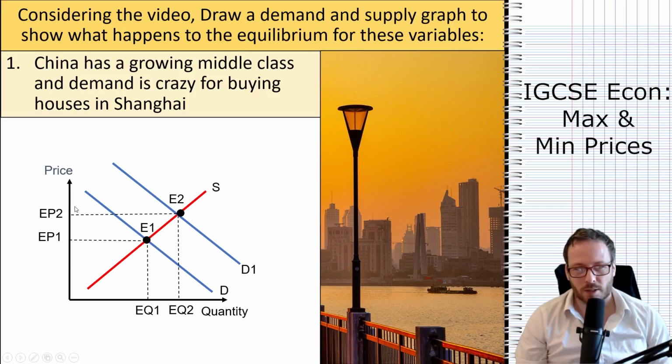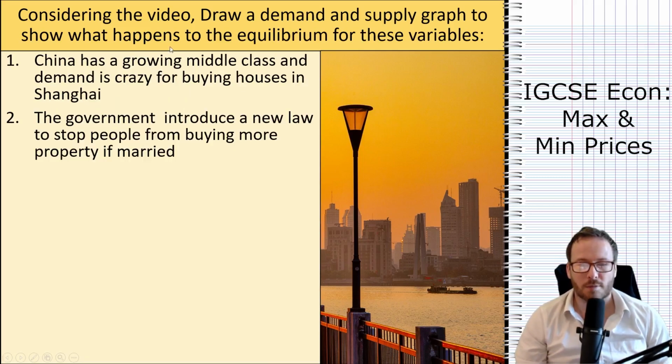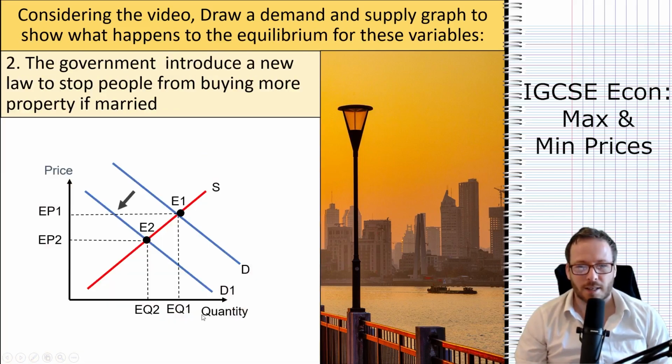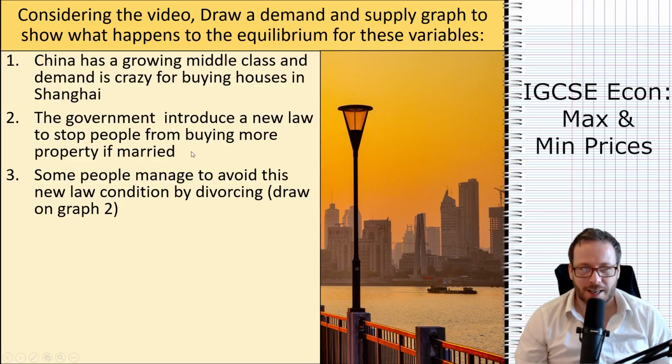However, we can see that there's a substantial increase in prices. Number 2, the government introduced a new law to stop people from buying more property if married. Did you show the demand line going back? I hope so. But the reality is probably the demand line only goes back a little bit because not everybody is going to get divorced to circumvent this. In theory, the price should go down again, leading to the average person maybe having a chance of buying some of these properties. And here's the loophole that the lady exploited in the video.